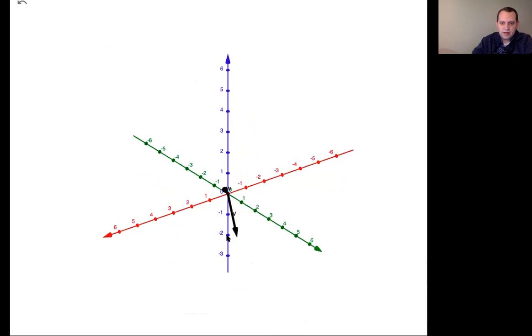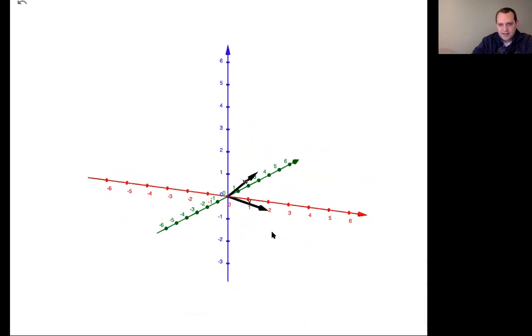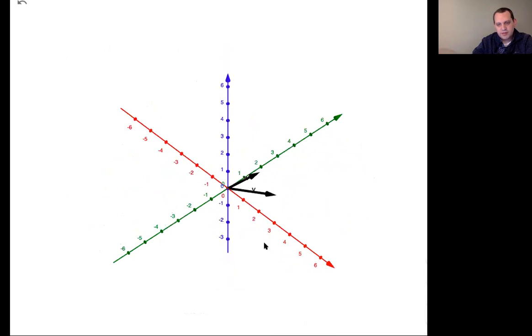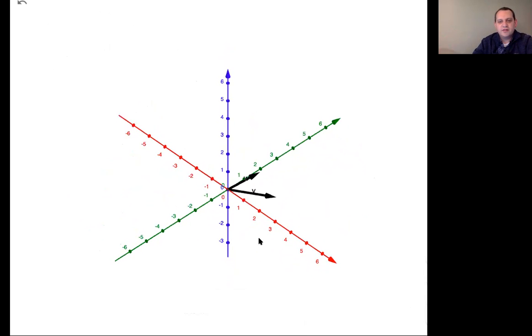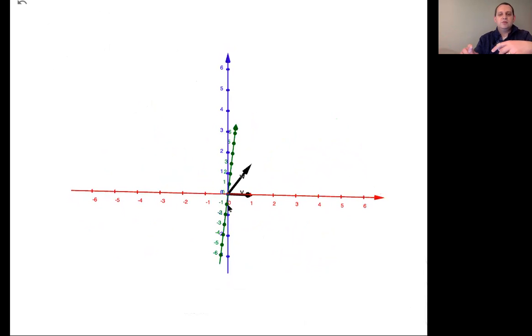Let me say it a different way. There's exactly one plane that goes through both vectors at the same time. And so that's the plane that turns out to be determined by the span of the two vectors.